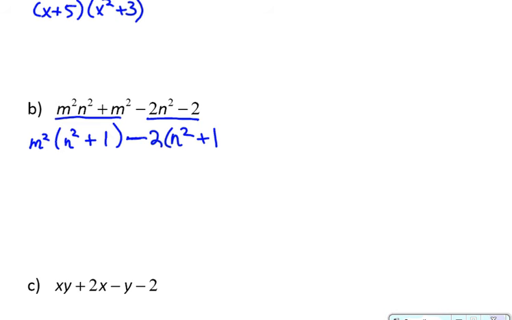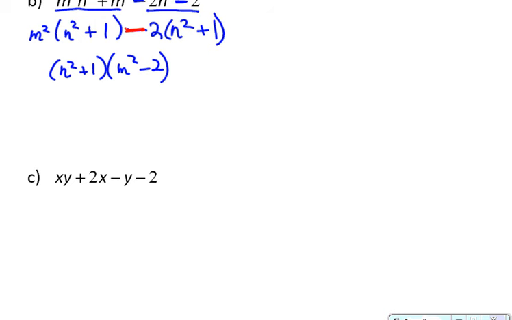So if we take out a negative in the middle right there, using this negative right here, it's going to change the sign right here into the opposite sign, which in this case is a plus. So then again, my parentheses match. I get x squared plus 1 times m squared minus 2. If your parentheses don't match, it means you made a mistake somewhere, or it doesn't factor one or the other.